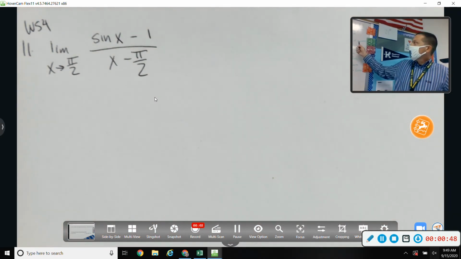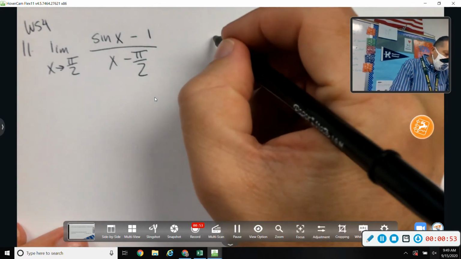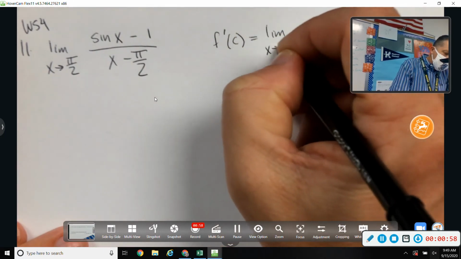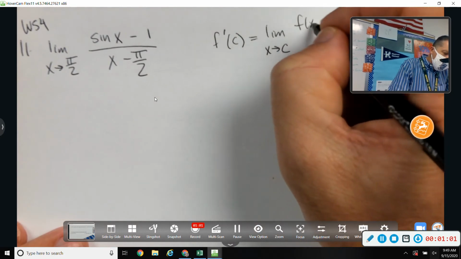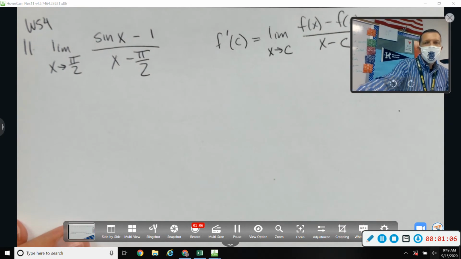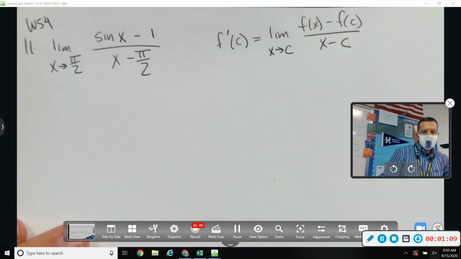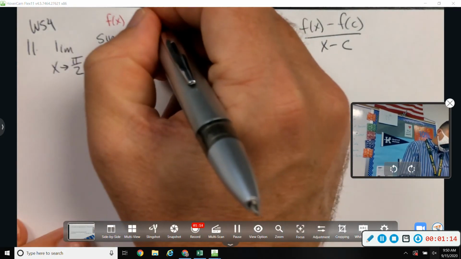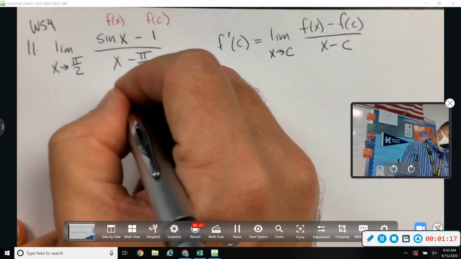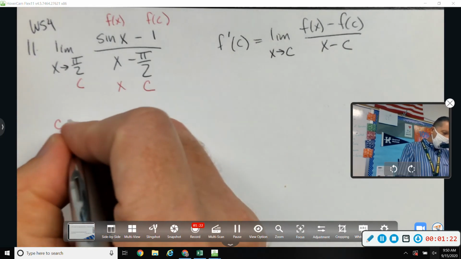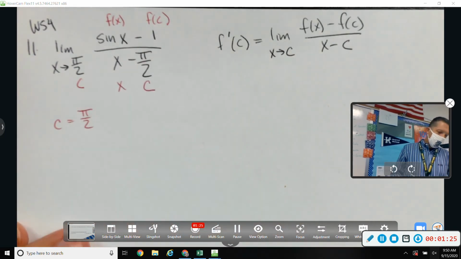Does it look like a definition? Think back to the alternative form. F prime of c is the limit as x approaches c of f of x minus f of c over x minus c. I think it kind of matches up with that. Let's see. This one's tricky to match up all the pieces. So I'm guessing c equals pi over 2. That kind of matches up.